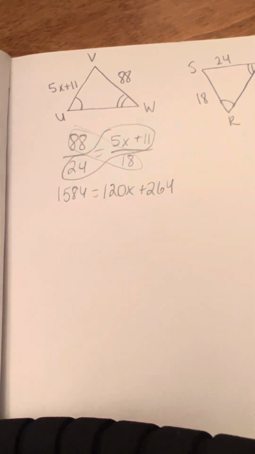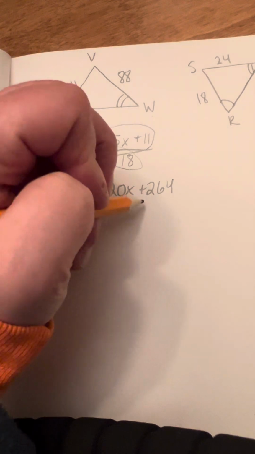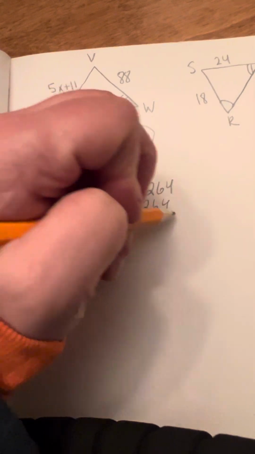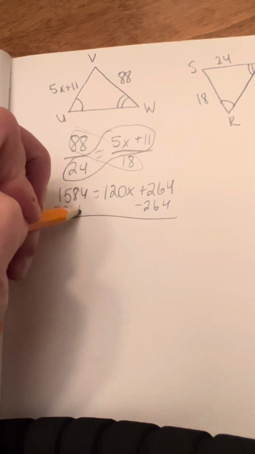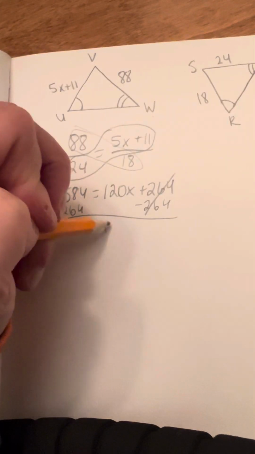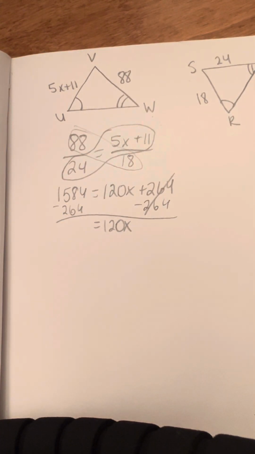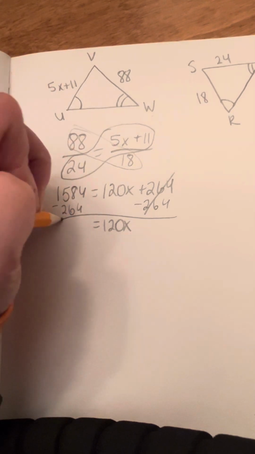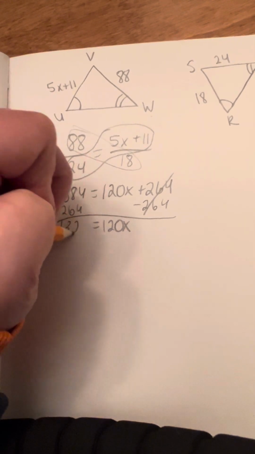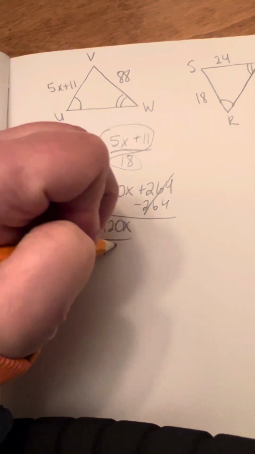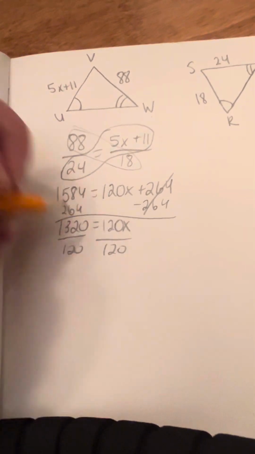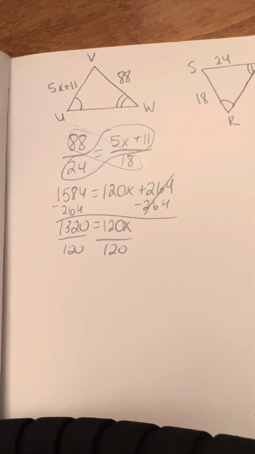Now I'm going to solve for our x. We're going to start by subtracting 264 on both sides, so we can isolate that x and get it all by itself. Right now, we still have the 120 as a coefficient, so that's not going to quite help us all the way yet. We're going to do 1584 minus this 264, and that's going to give me 1320. And then our final step is to divide both sides by the 120 to get x by itself.